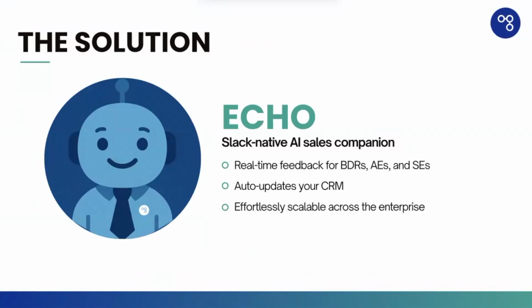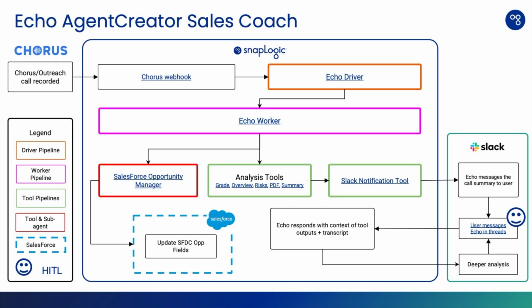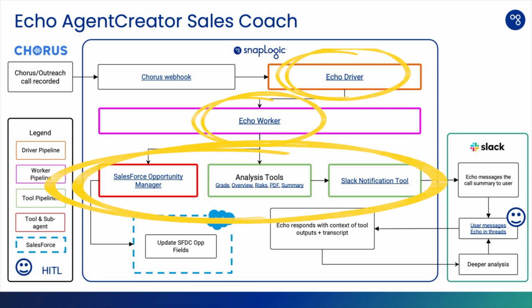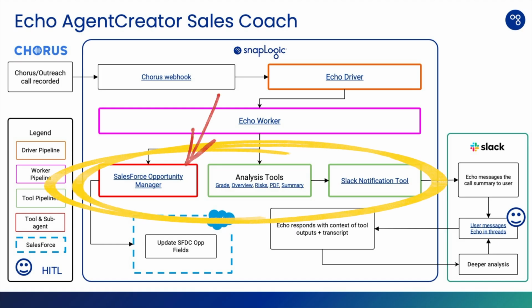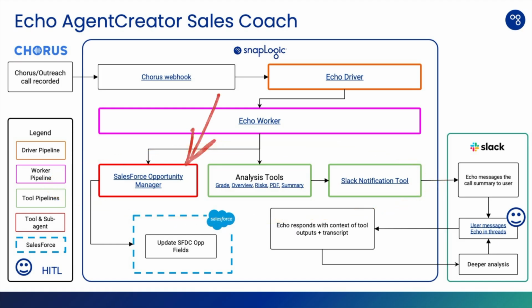Before we jump into SnapLogic, I want to take a look at the schematics so we can see how this is built. Here you can see the Echo AgentCreator Sales Coach schematic. So we have a Chorus call is completed. The first pipeline it hits is that Chorus webhook, where it then goes to the Echo driver, worker, and the tool calling, and we'll explain what those mean and the definitions in a bit here. Just know that tool calling within SnapLogic is happening here. And I have this one highlighted red because this is actually a sub-agent. So we'll be able to see how agents talk to agents within SnapLogic, which is nothing more than tool calling.